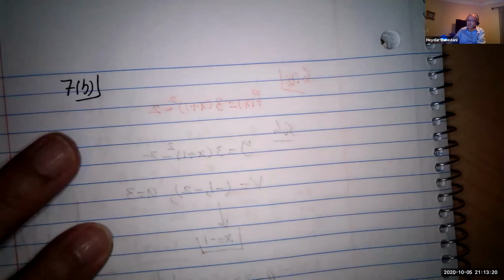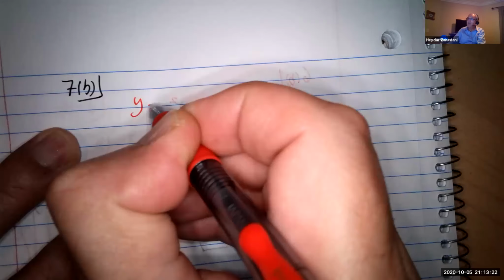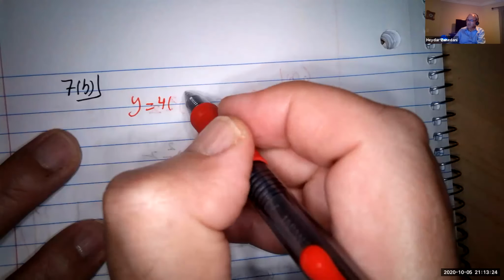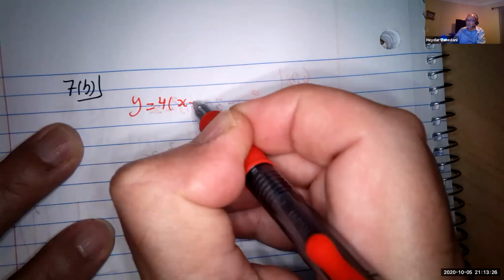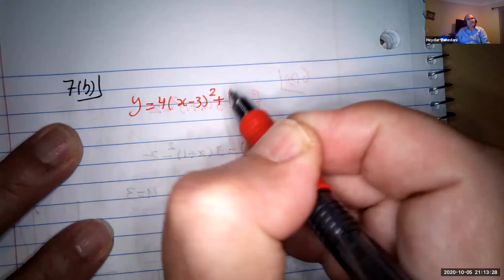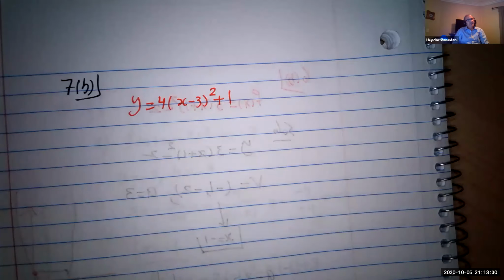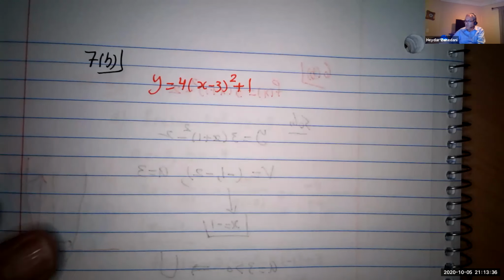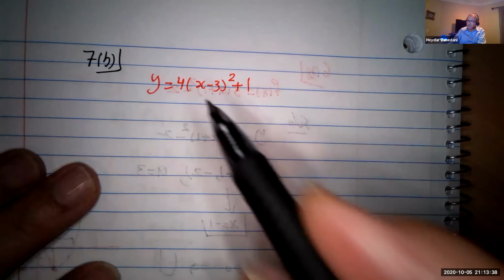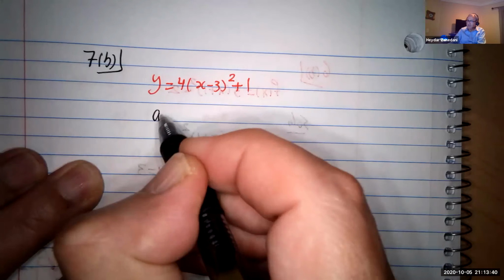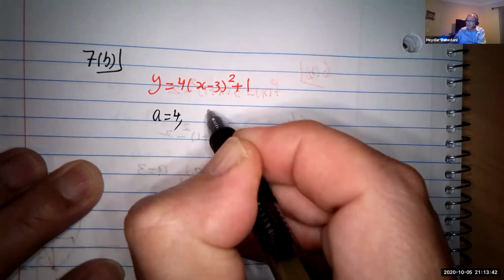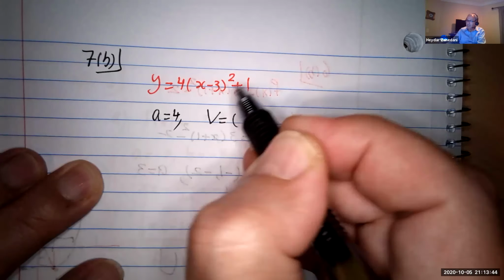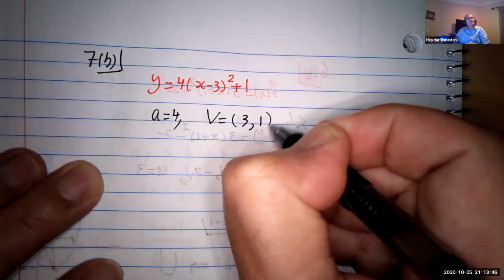Okay, same question with this function: 4 times x minus 3 squared plus 1. Let me give you this part. That's the one. You see, in this format, everything is easy because remember, a is 4, and the vertex is the opposite sign, 3 and 1. That's the vertex.